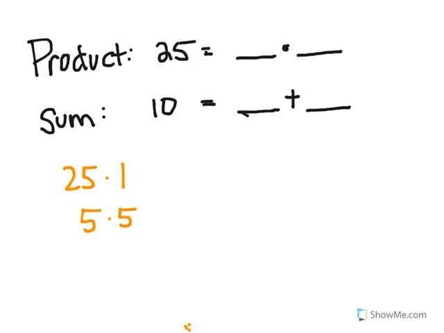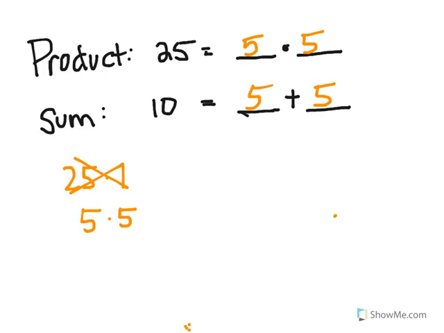Now what I want to do with these two numbers, 25 and 10, is come up with the same two numbers that when I multiply them will give me the 25, but when I add them will give me the 10. Now this one's pretty easy to start with because there's only two ways that we can multiply and get 25: 25 times 1 and 5 times 5. Which one of those two pairs of numbers is going to add up to 10? Well, it's certainly not 25 and 1 because that adds up to 26. But 5 plus 5 is 10. So 5 times 5 gives me 25, and 5 plus 5 gives me 10.